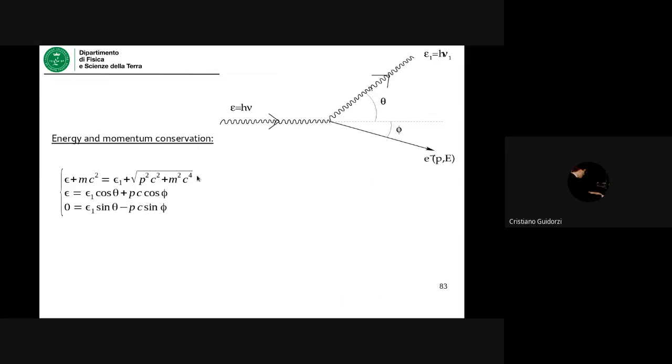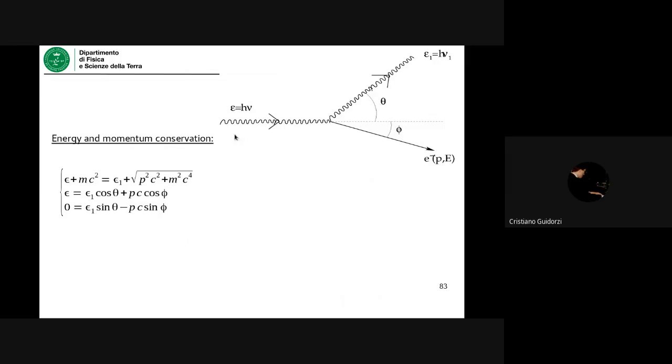Inevitably, we have to apply special relativity because we are considering energies which are comparable to or even greater than the rest mass energy of one particle. So there's no way around it, you have to use special relativity. And what about conservation of momentum? So the first equation is just conservation of energy, just like that.